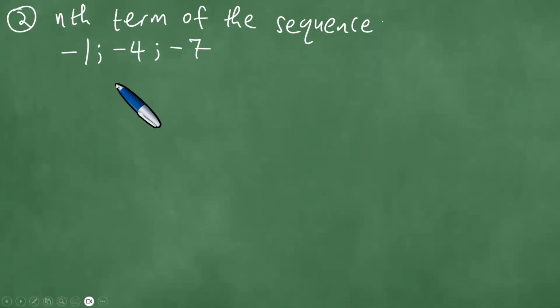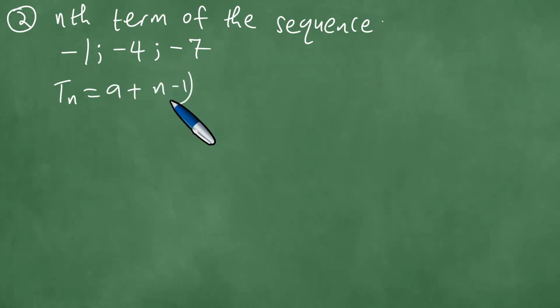The nth term of the sequence. So now we want the nth term. What is the formula for the nth term? The formula for the nth term is this one, which is arithmetic. So what is the first term here? The first one is -1. Good. Then we have the common difference.